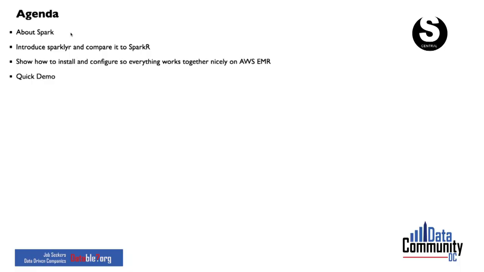So tonight, for those of you that have probably heard about Spark but don't know too much about it, I'm going to touch a little bit on that. I'm going to talk about SparklyR and compare it to another package that already exists called SparkR. These are very high-level comparisons, because SparklyR has only been out very shortly and this is based on my limited experience. Then I'm going to show you how to install it and configure it so everything works nicely together, specifically on AWS Elastic MapReduce. And then, time permitting, we'll try a quick demo. I have a cluster up and running and two or three lines of code that I wanted to run, so hopefully we'll have some time. This will cover the next 20, 25 minutes or so, and we'll take questions at the end.